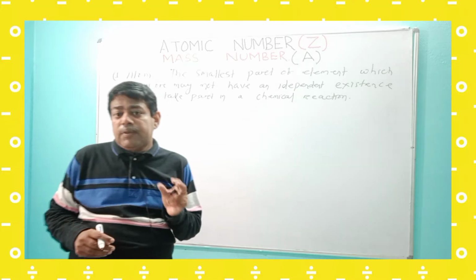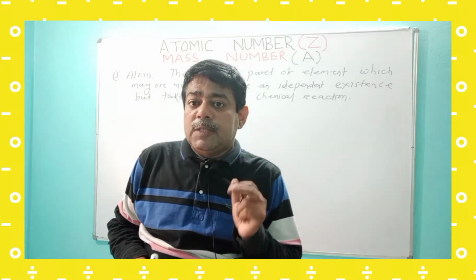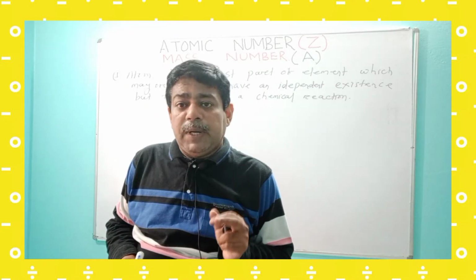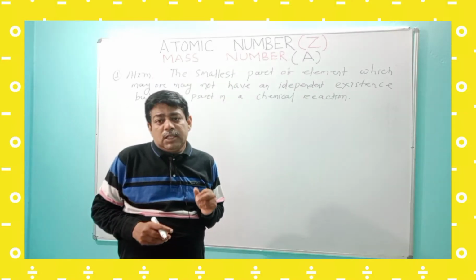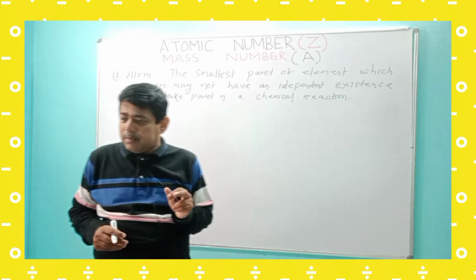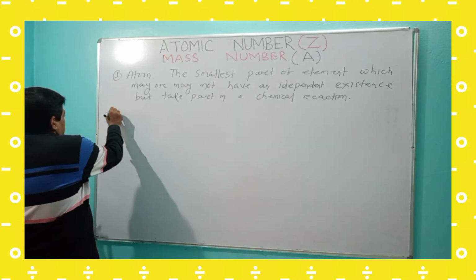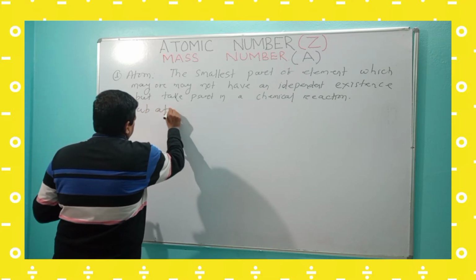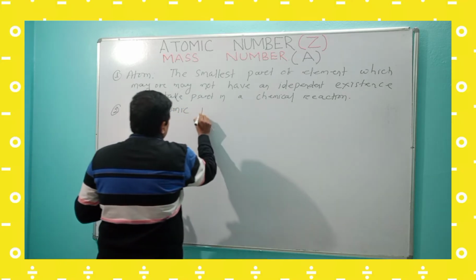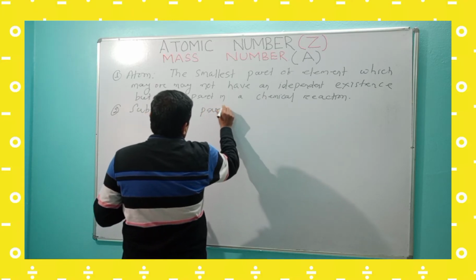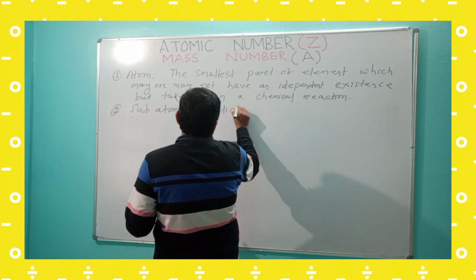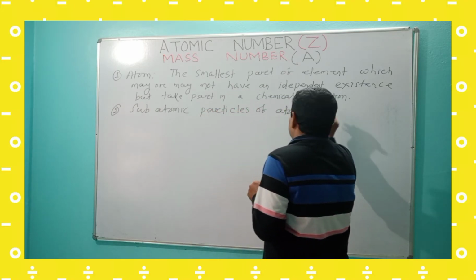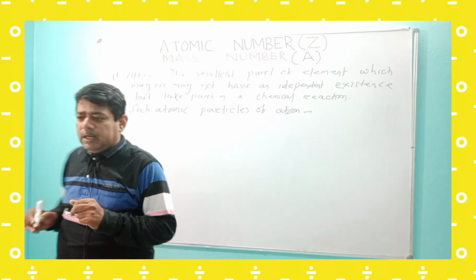The atom is made up of smaller parts, and the smallest parts of the atom are called subatomic particles. Yes, the smallest parts of the atom are called subatomic particles of the atom. And what are the subatomic particles of the atom?